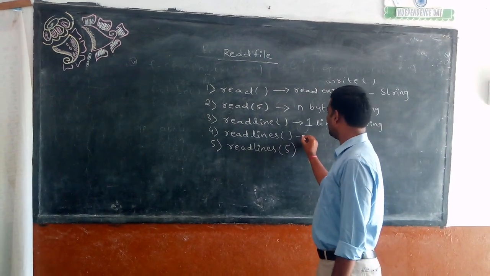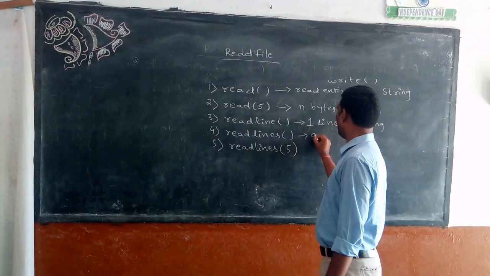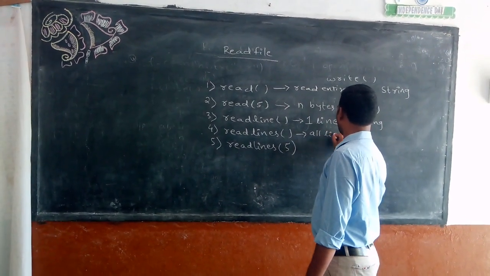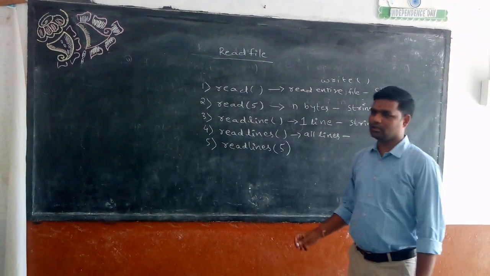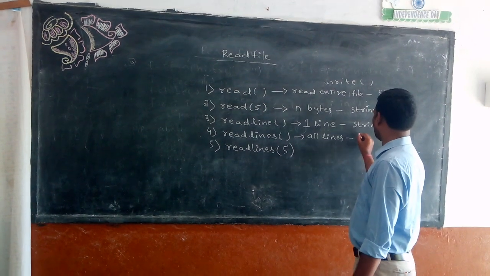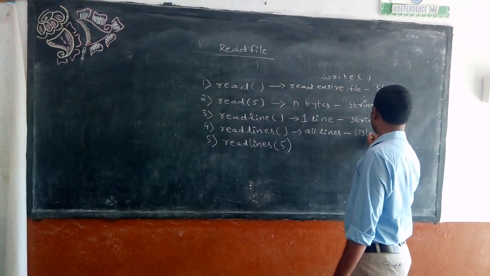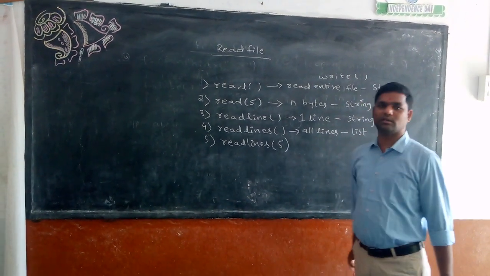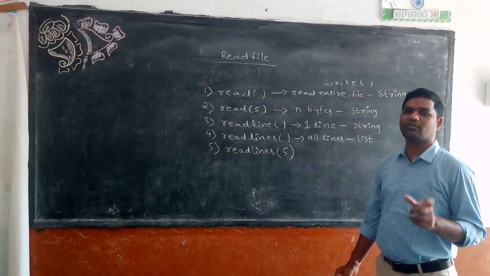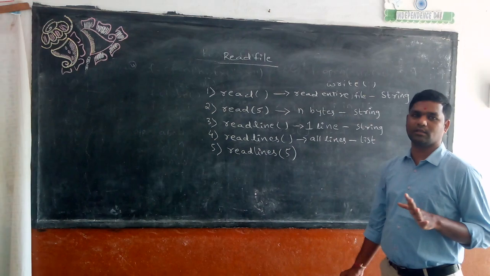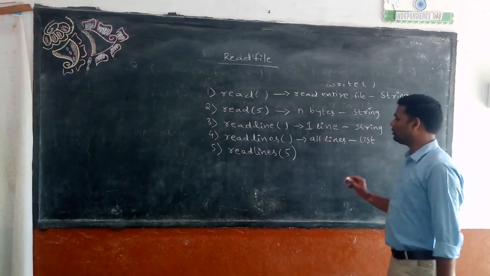And now readlines will read all lines from the file, the entire lines till the end of the file. All the lines will be returned in the format of a list, and the list contains n number of items. Each and every item is equivalent to one line.